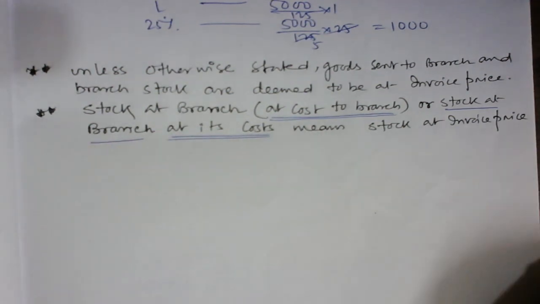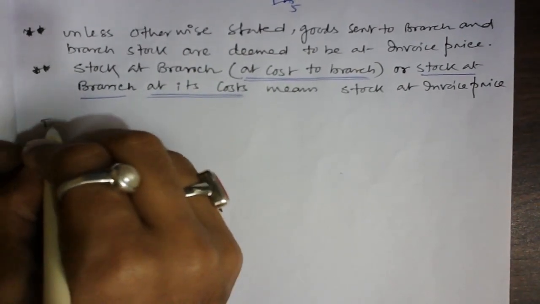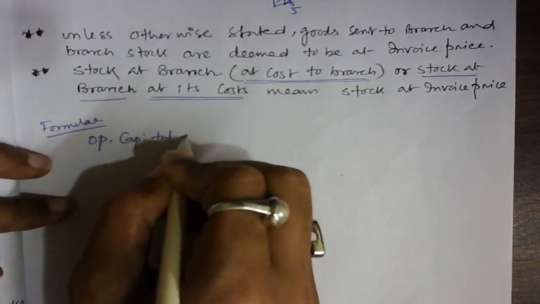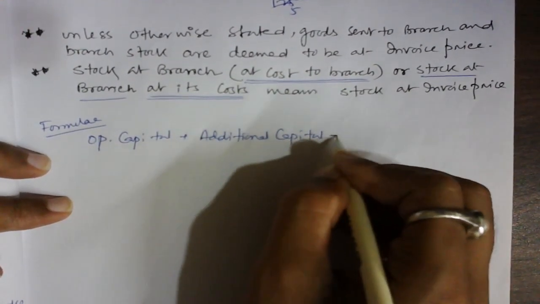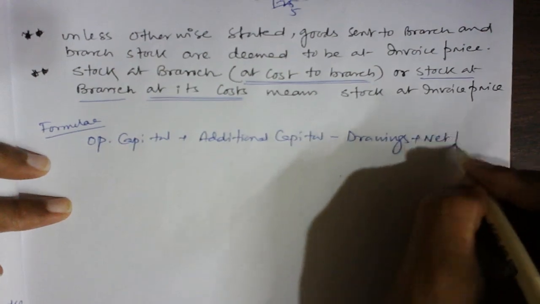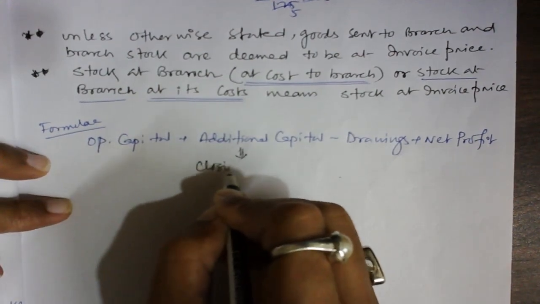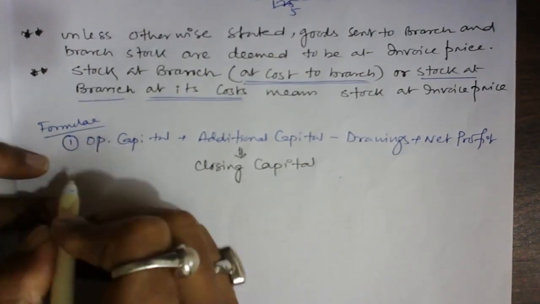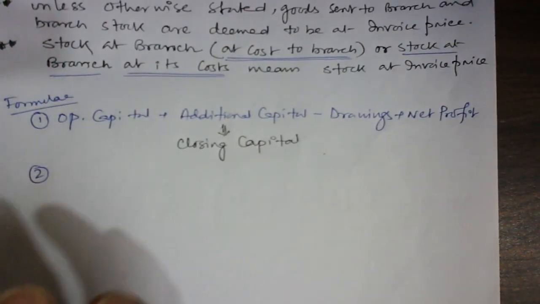And the two more important formulas that you need to remember always. Write down, please. Formula 1: opening capital plus additional capital minus drawings plus net profit will give you the result of closing capital.